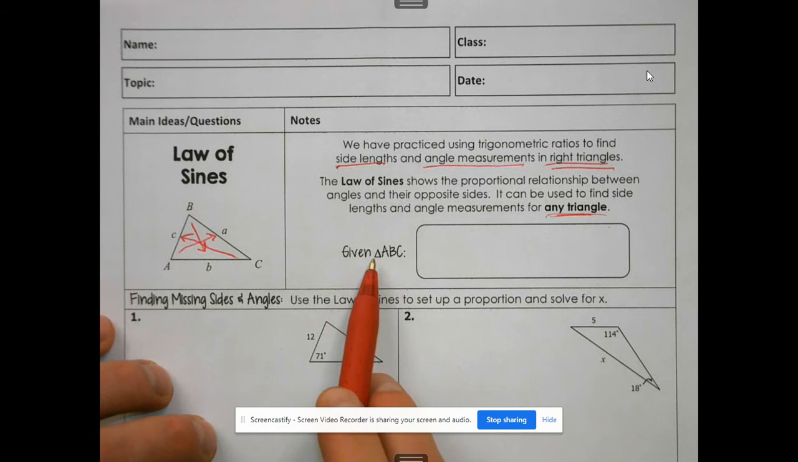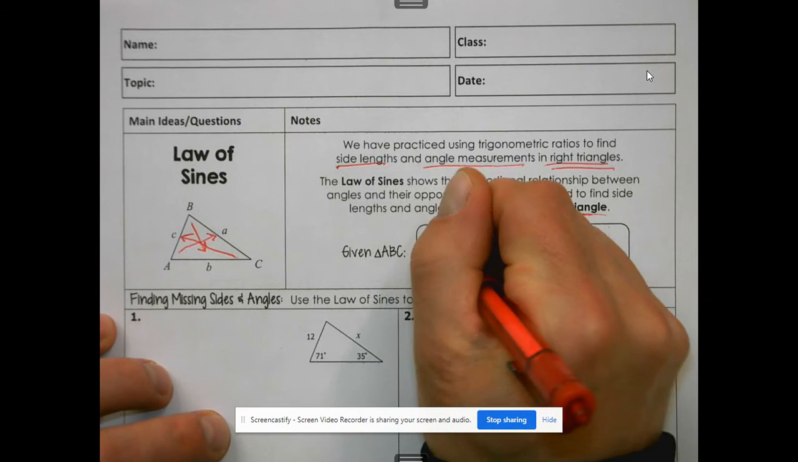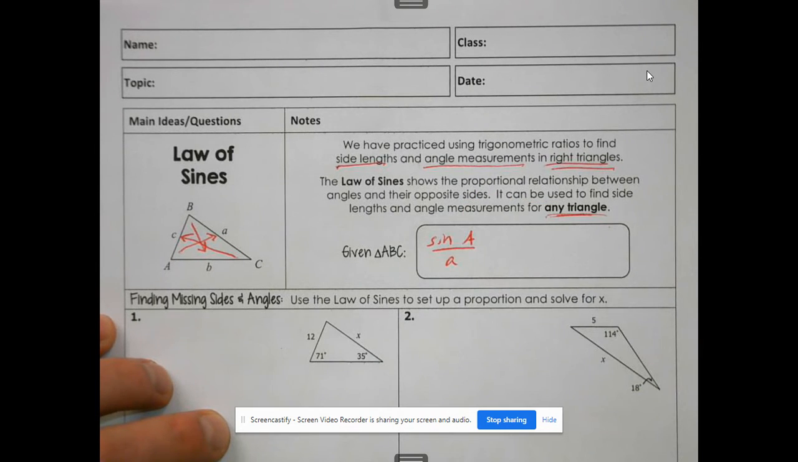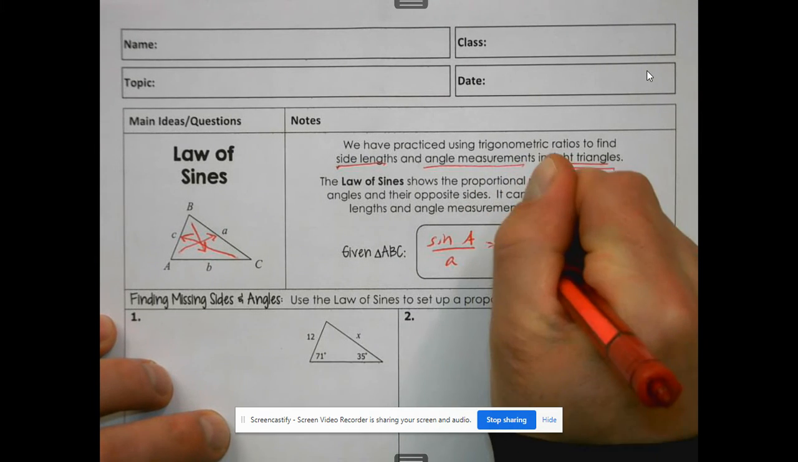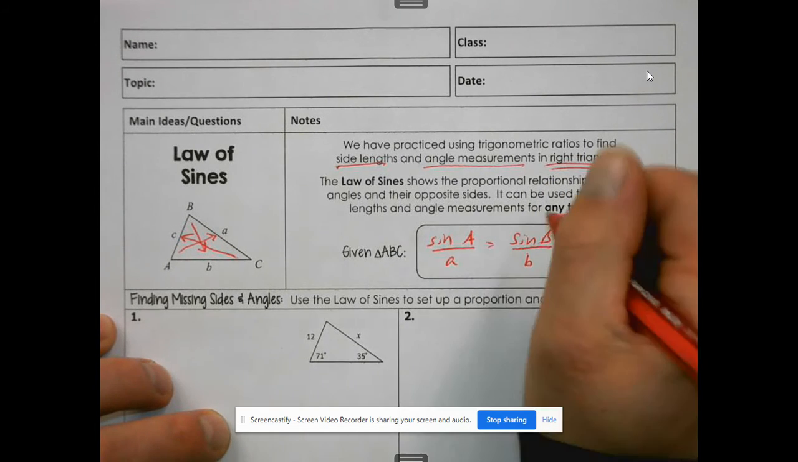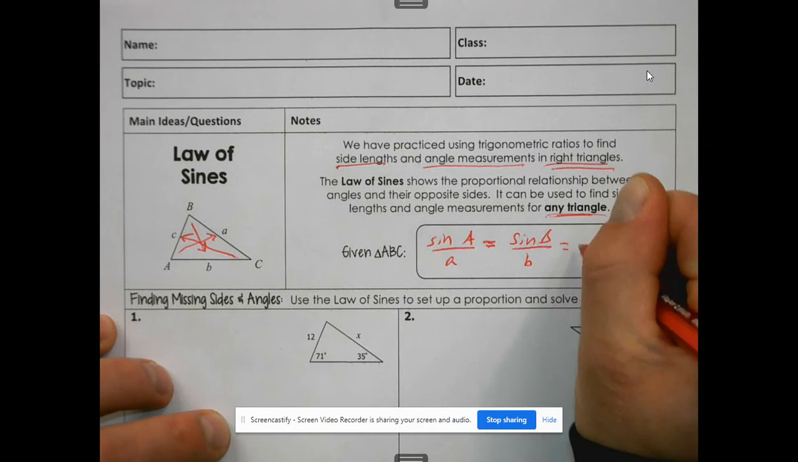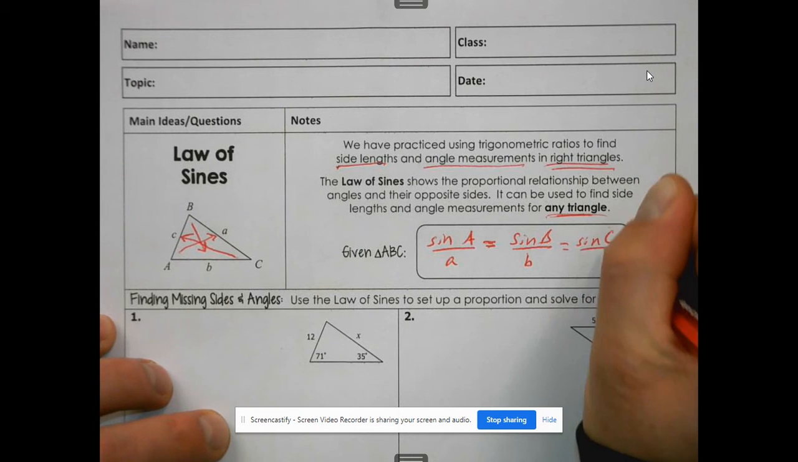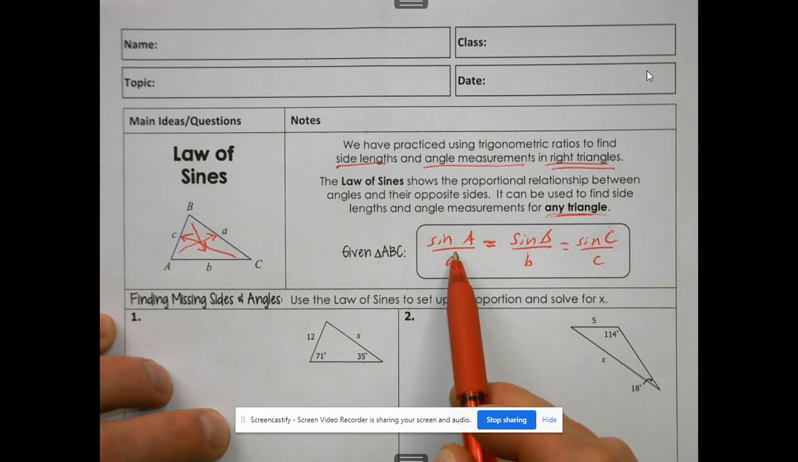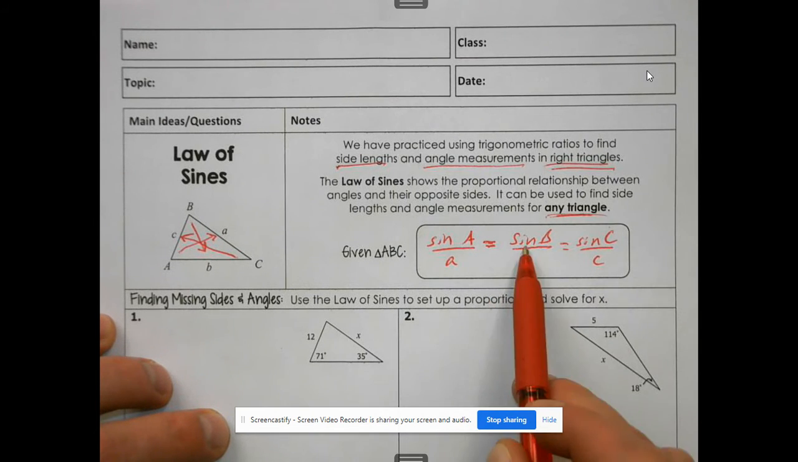All right, so given triangle ABC, sine of angle A over side A equals sine of angle B over side B, which equals sine of angle C over side C. We can set up proportions with two of these three. So here's how it works.